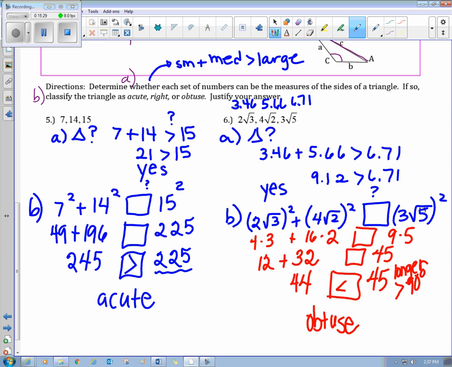If by chance you are doing a question like this and you cannot have a triangle, in other words, your answer to part A is no, you cannot do part B. It would be like asking me what kind of dog I have when I don't have a dog. If I don't have a dog, you can't ask me what kind. So in this case, if I don't have a triangle, you can't classify what kind it is. So keep that in mind. If the answer to part A is no, you don't have to do part B.